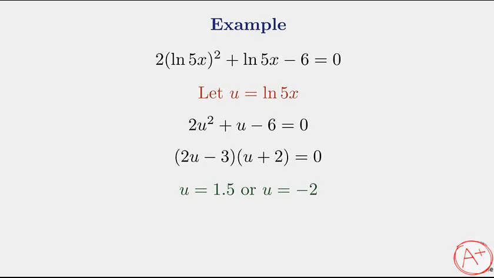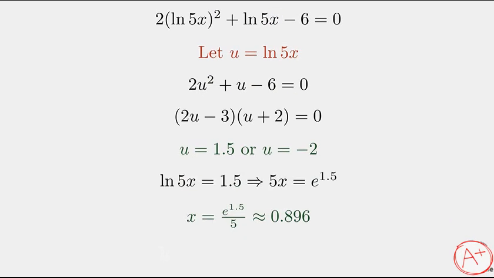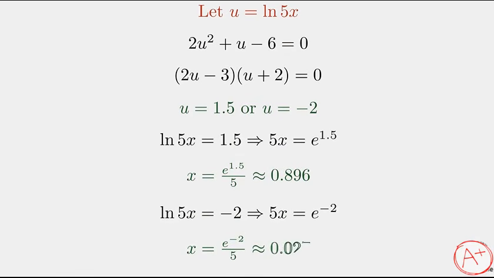For u equals 1.5, ln 5x equals 1.5. Taking the exponential of both sides, 5x equals e to the 1.5. Thus, x is approximately 0.896. Similarly, for u equals -2, ln 5x equals -2. This means 5x equals e to the -2 power. Calculating this, x is approximately 0.027.